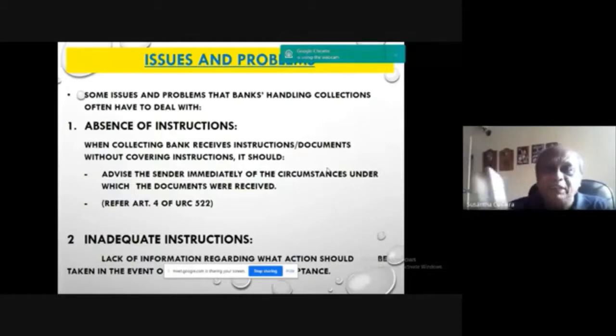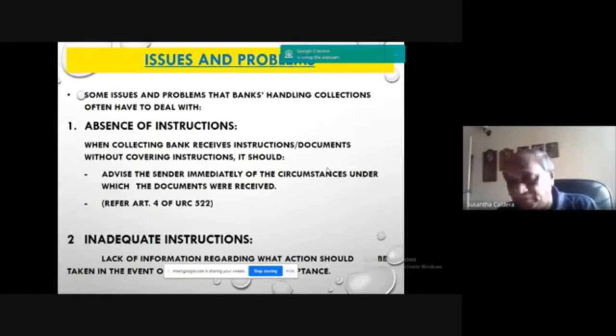Some issues and problems that banks handling collections often have to deal with: absence of instructions. When the collecting bank receives instructions or documents without covering instructions, it should advise the sender immediately. We have to go back to the remitting bank and inform them that we have received the instructions incomplete. Then refer to Article 4 of URC 522.